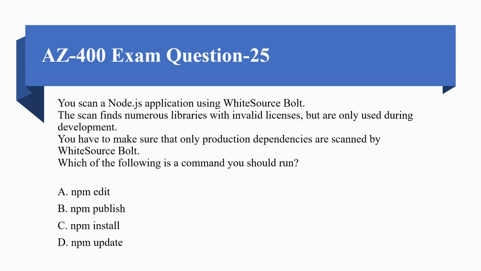Moving towards the next question. You scan a Node.js application using WhiteSource. The scan finds numerous libraries with invalid licenses but are only used during development. You have to make sure that only production dependencies are scanned by WhiteSource. Which of the following is a command you should run? Option A, npm edit. Option B, npm publish. Option C, npm install. Option D, npm update. And the correct option is option C, npm install.